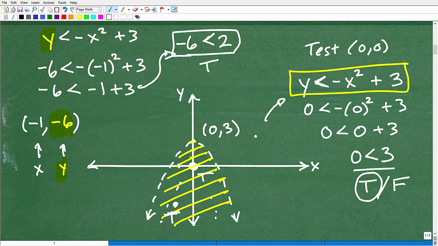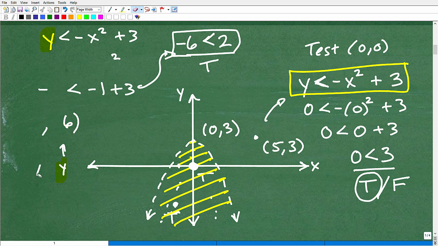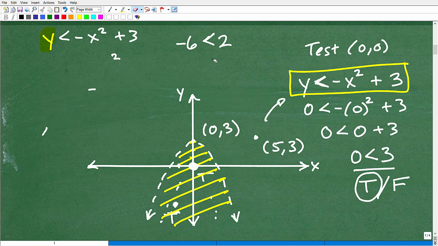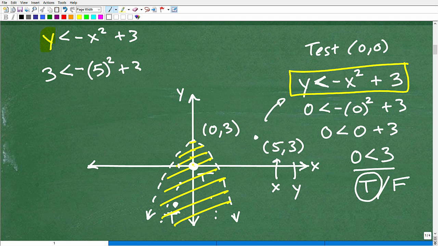Let's test the point, let's say, it looks like this is like, say, 5, 3, the point (5, 3). Okay, let's test that point. And this should generate a false statement. Okay, so let's see if that's the case. All right, so we have x is 5 and y is 3. So here we have 3. We're going to substitute for y is less than -x, where x is 5, squared plus 3. So I have 3 is less than 5 squared, which is 25.